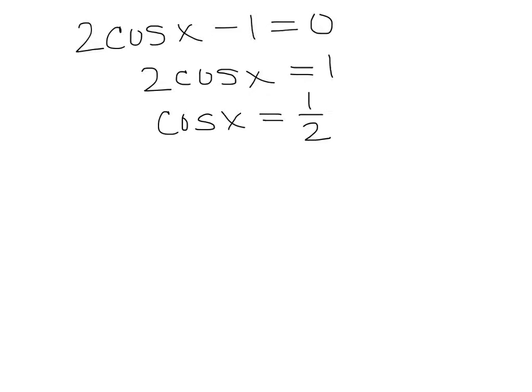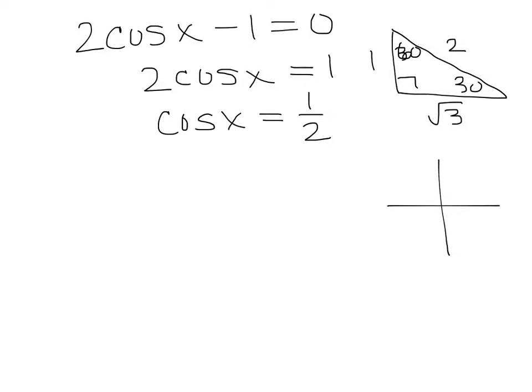Now, you need to use your reference triangle to figure out what angle has a cosine value of 1/2. Here's 30, here's 60, 1, root 3, and 2. So cosine has a value of 1/2 at a 60-degree angle. You also need to consider that cosine is positive in 2 quadrants. So all students take calculus. Cosine is positive in quadrant 1 and quadrant 4.